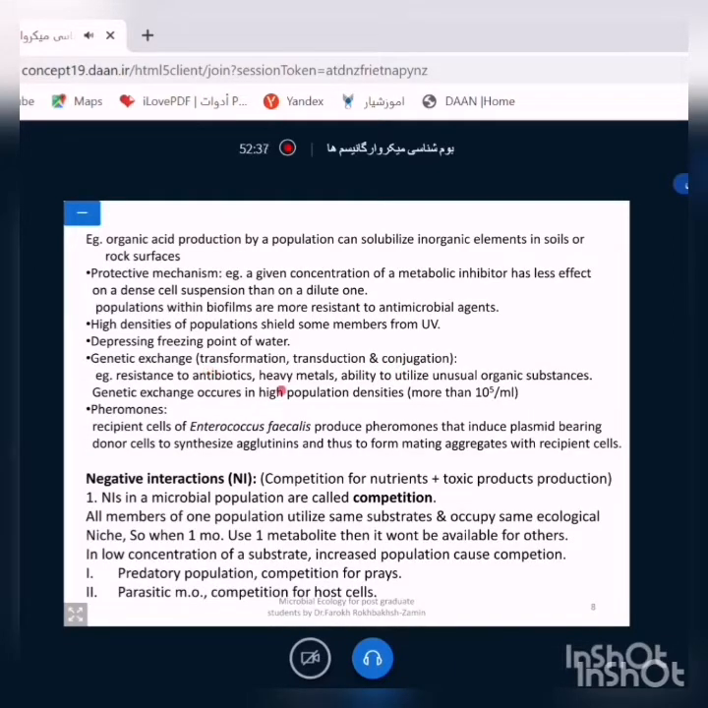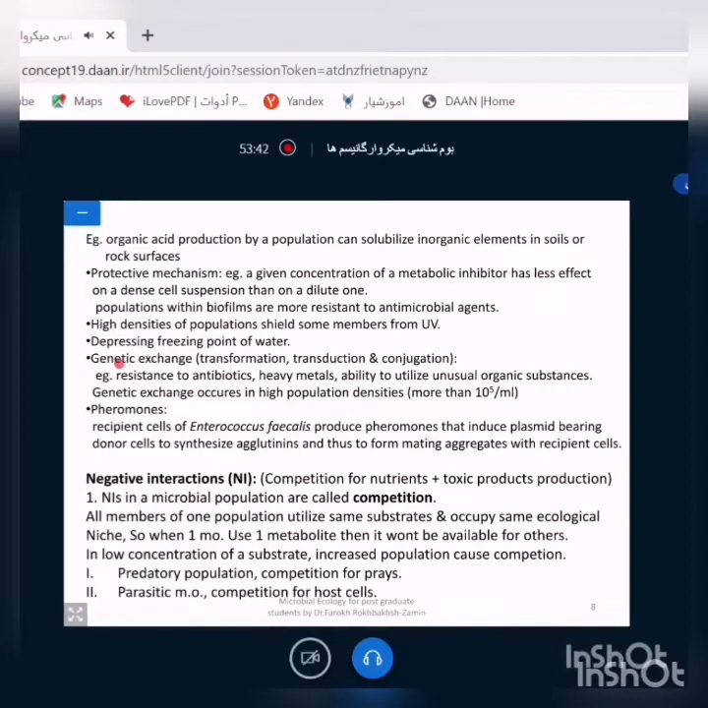Transformation and conjugation work better as the population is larger. How can one bacterium give the power of resistance to a friend when the population is more and more? As much as the population is larger, sending power is easier. And if the number is very small, there is no possibility for genetic exchange. Resistance to antibiotics, heavy metals, and the ability to utilize unusual organic substances can be sent by genetic exchange. Genetic exchange occurs in high population densities. So genetic exchange is a very good phenomenon for bacteria.